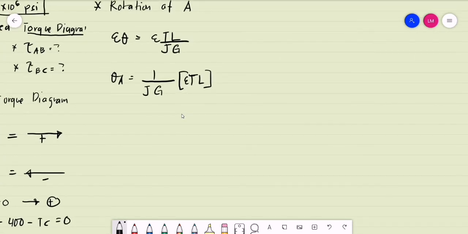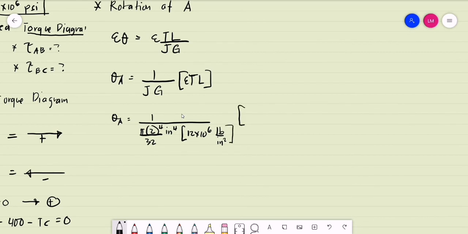So we have the rotation at A is now equal to 1 divided by our polar moment of inertia, which is pi, a constant diameter 2 inches raised to 4, so that will give us a unit of inches raised to 4, divided by 32. Multiplied by the modulus of rigidity, this is 12 times 10 raised to 6 psi, pounds per square inch. So we are to multiply.